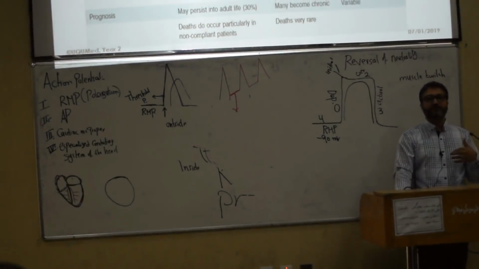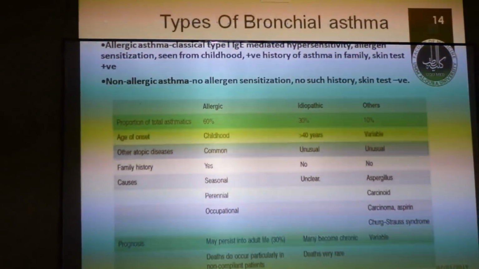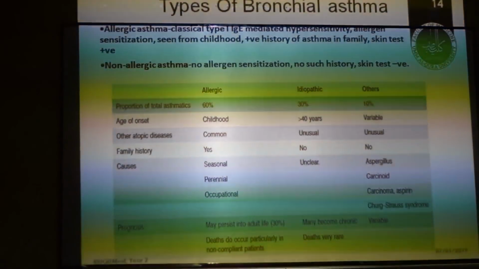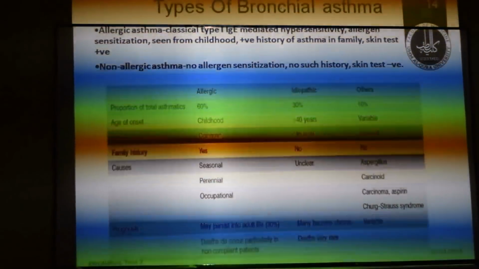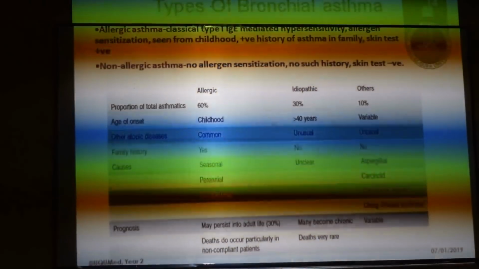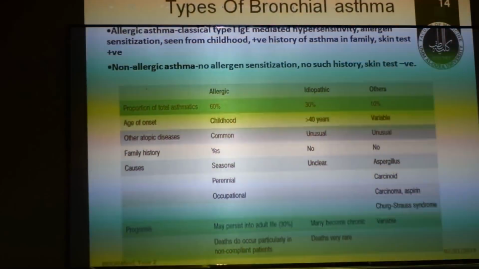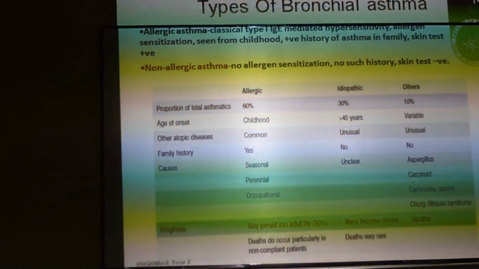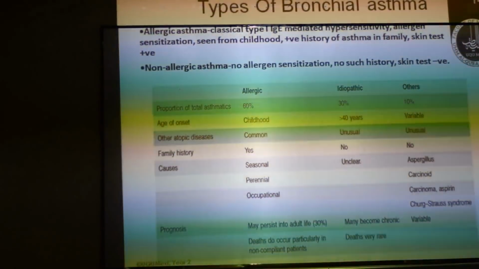But before we go further, at this point, you should know that asthma is classified into allergic asthma and non-allergic asthma. Allergic asthma is around 60%. So when you come across the patients, 60% of the patients will be allergic asthma. Remaining 40% are non-allergic.